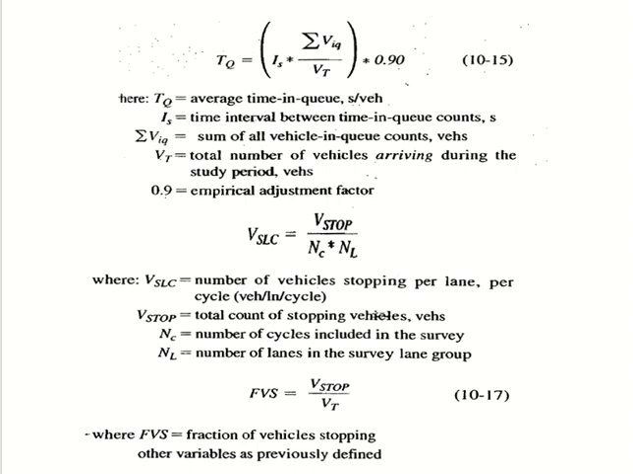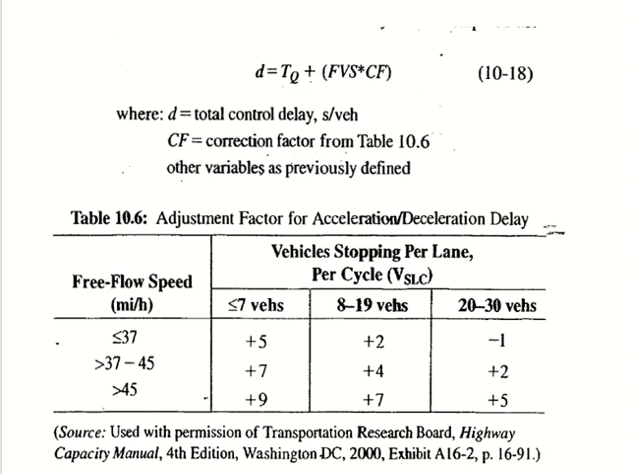Okay, the next one is fraction of vehicles stopped. From the total, how many vehicles stopped? So stopped upon total. Okay, and both values are from observer number 2. Okay, the last equation, this will give us the final delay, control delay, D. Okay, so we have TQ, time in queue delay, we calculated it. Okay, we have fraction of vehicles stopped, stopped upon total, it was there. And the last thing is the correction factor.